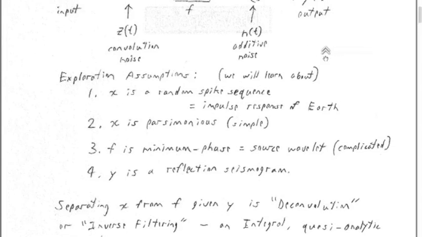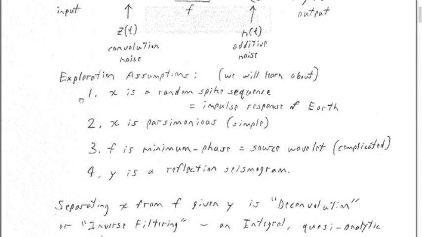Now let me go explicitly more towards exploration, the assumptions we use in seismic reflection exploration. The input x is not an earthquake source time function. It's a random spike sequence that basically says how deep and how strong the reflectors are in the Earth. This is parallel to the modeling you might have seen of seismograms in programs like OpenDetect and Kingdom.